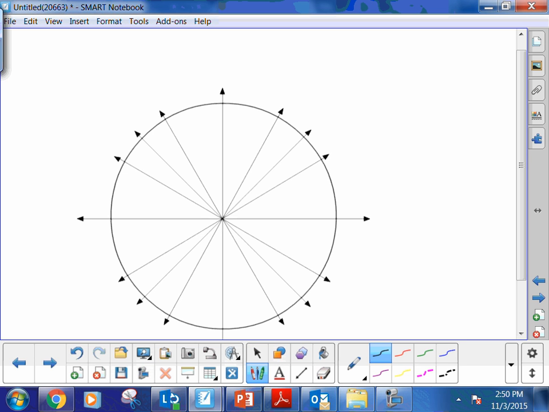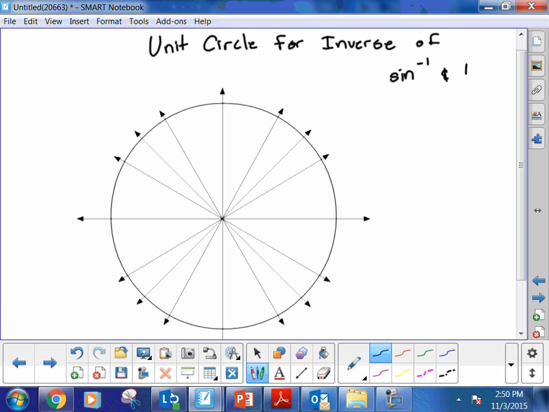This is on your unit circle. Label it this way. Put unit circle for inverse, and right on here somewhere, sine and tangent. Okay, go ahead and write both sine and tangent in this case, because that's exactly what we're doing. We're actually going to make a unit circle specifically for sine and tangent.